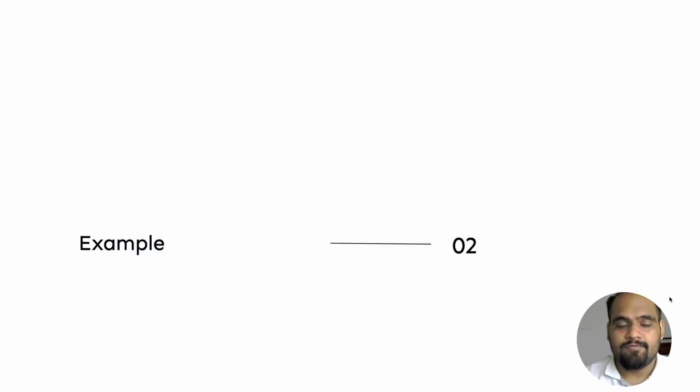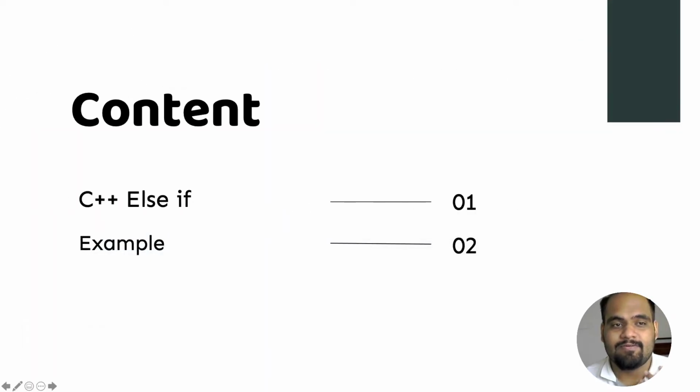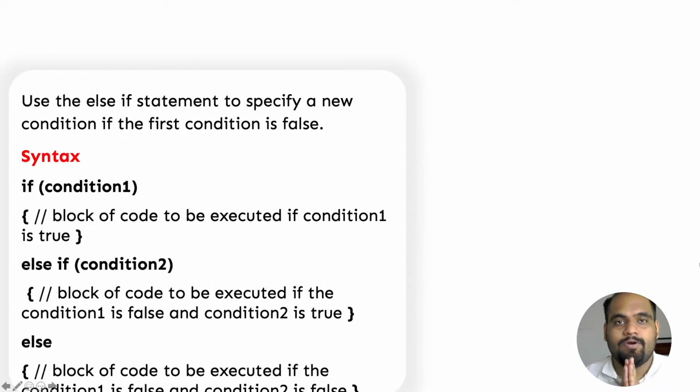First of all, we're going to look at the contents of it so that we know how things are going to go and what all we have. We have the C++ else if condition and an example. So what is an else if condition?